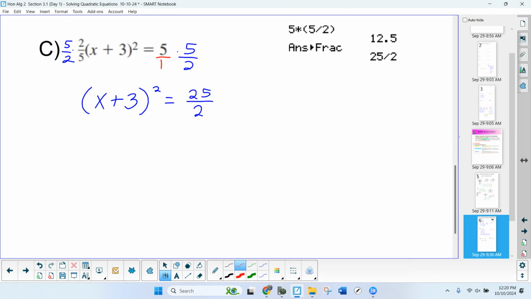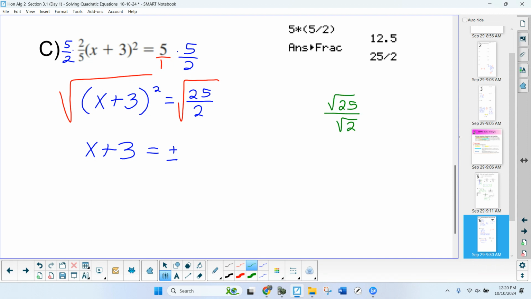All right, now what do I do to undo the squared? Take the square root. What do we put out front? I'm going to put x plus 3. What do we put out front of this? You have to remember plus or minus. I'm going to come off to the side and call this square root of 25 over square root of 2. You see why we did what we did last night? What's the square root of 25? 5. So this is 5 over.